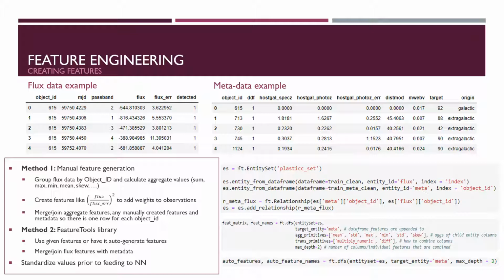This is a really helpful package because you can have it auto-create features for you without telling it the parameters for aggregation and transformations. Finally, once all the features are created, it is really important to standardize the features so that when they're fed to the neural network, one isn't drastically larger than the other and then automatically overweighs or overpowers another feature.